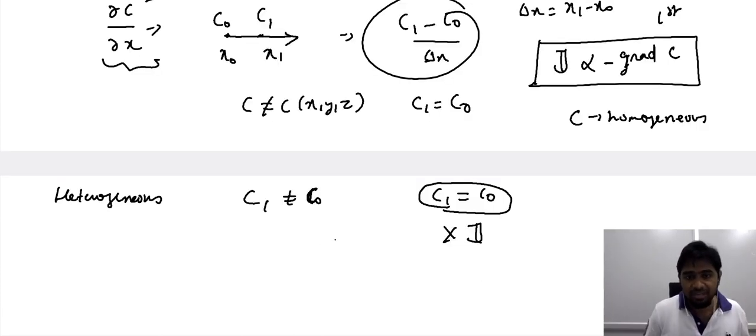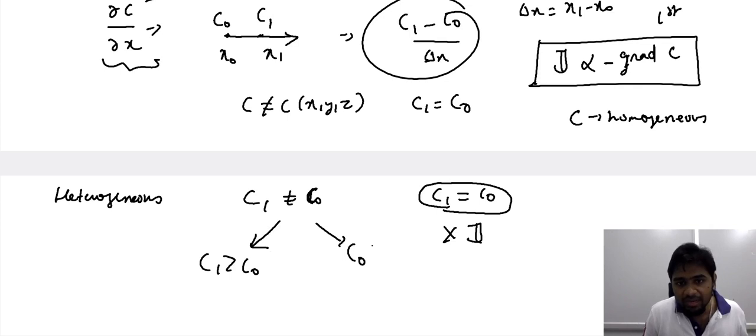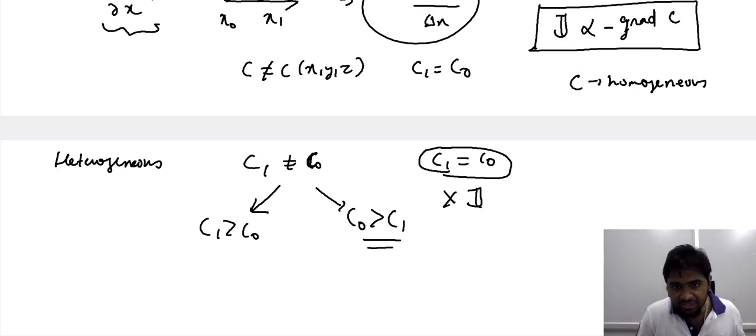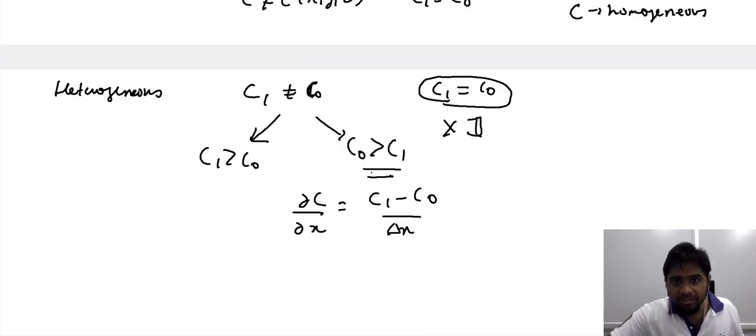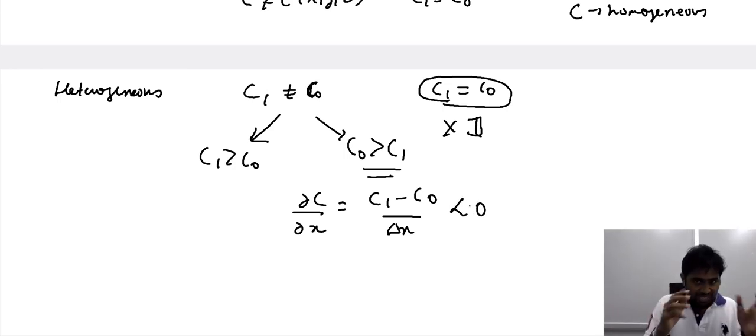When you consider such an inequality, there are two possible cases. Either C1 can be greater than C0 or C0 can be greater than C1. If we take the case where C0 is greater than C1, then the partial derivative of C with respect to x is C1 minus C0 by delta x. Since C1 is less than C0, this will lead to a negative value. In the same way, for the other case, the partial derivative will be C1 minus C0 by delta x, and this will be positive.